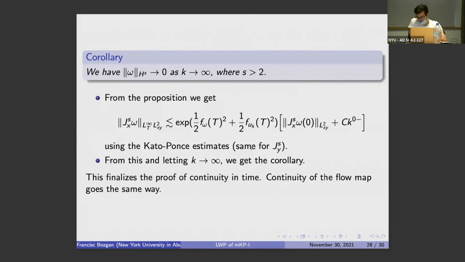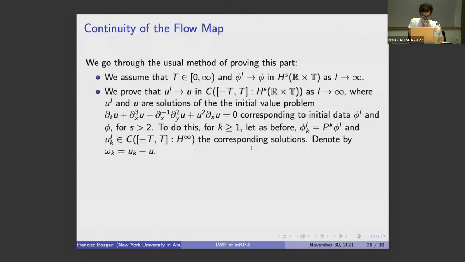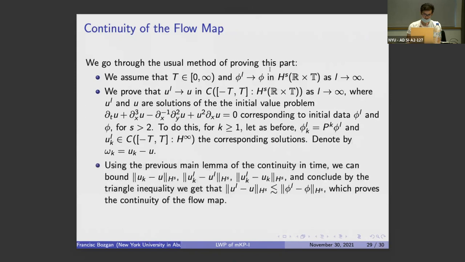Now the continuity of the flow map is absolutely the same. We also use cutoff functions, and we use the same type of estimates that we used for the continuity in time. We take initial data that goes to my first initial data in H^s, and we cut off all the solutions that correspond to these initial data. By the use of the triangle inequality, we can get that the H^s norm of the corresponding solutions u_l that come from the initial data phi_l minus u will be bounded by the H^s norm of phi_l minus phi. And this actually shows the continuity of the flow map as well.